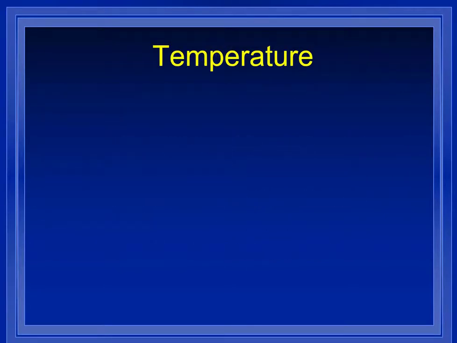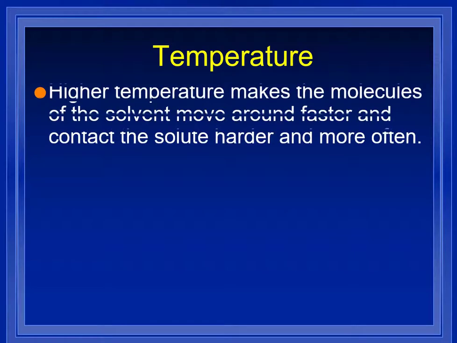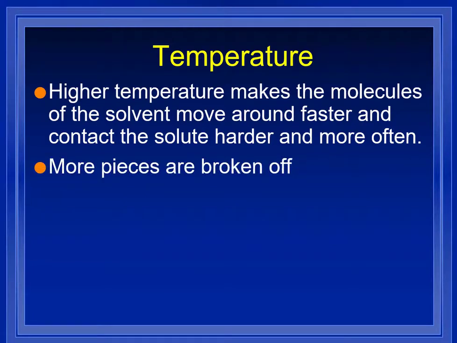Now, what about temperature? Well, what is temperature? What are we measuring? We measure temperature. Still the same answer as it was last chapter. It's kinetic energy, right? So higher temperature, faster molecules. Higher temperature makes the solvent move around faster and contact the solute harder and more often. So more pieces get broken off faster, which means it's dissolving.